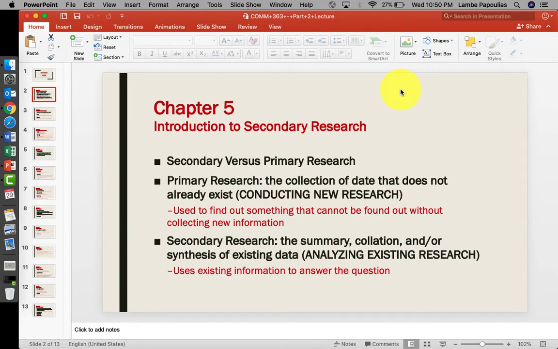So primary research is the collection of data that does not already exist. You are actually conducting new research when you are conducting any kind of primary research. It is used to find out something that cannot be found out without collecting new information. For example, let's say I own an ice cream shop in Chicago, Illinois, and in this part of Chicago, there's never been an ice cream shop.